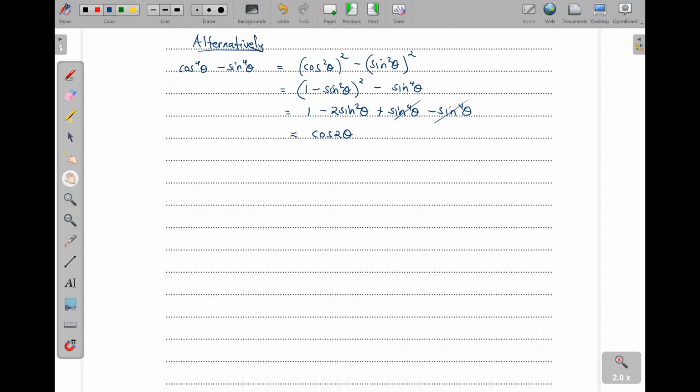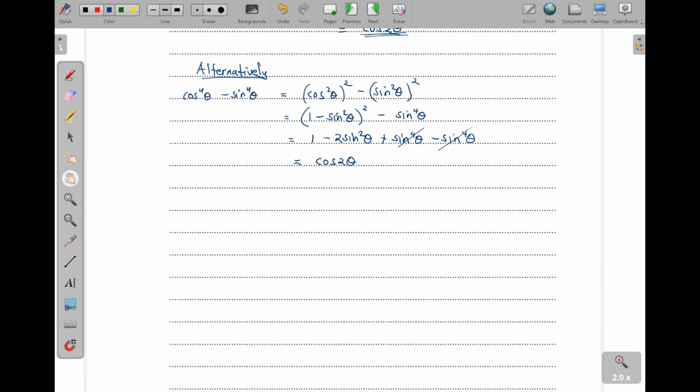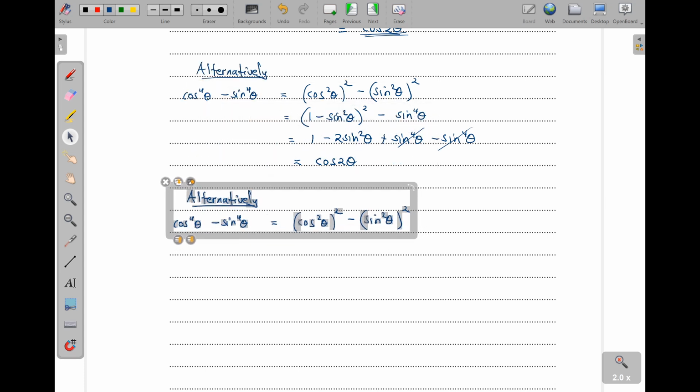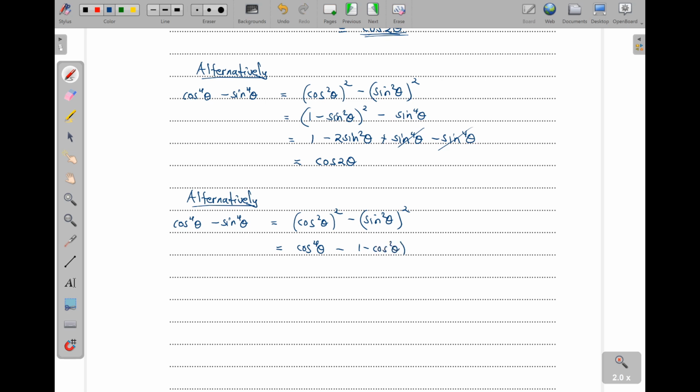Suppose we had expressed it in terms of cosine of θ. This is another alternative approach. There are many ways to do this. Let me copy this first part here. Alternatively, we leave cos⁴θ minus (1 minus cos²θ)², since I want to express sine squared in terms of the cosine.